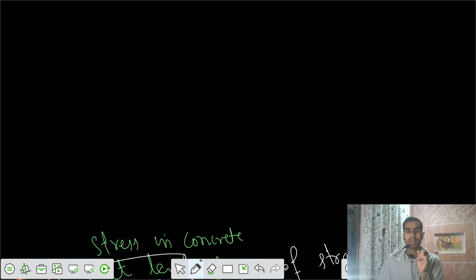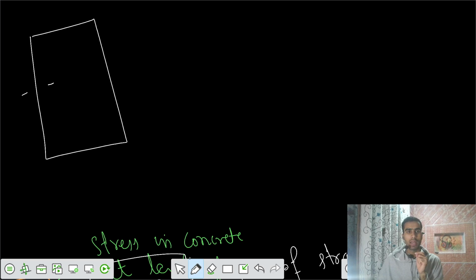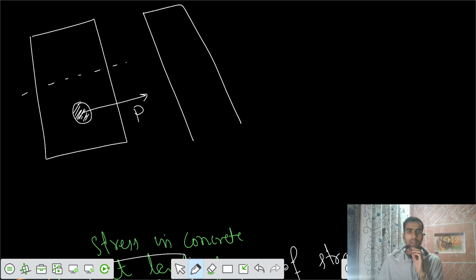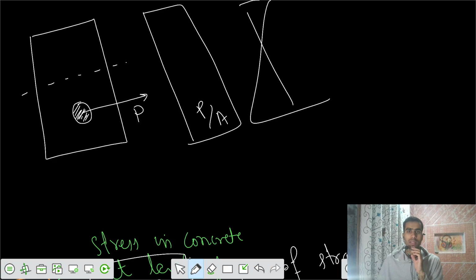Let's have that picture. This is your cross section, and the neutral axis is here, and your steel wire is somewhere here. At that location there is some force of P, and there is some stress developed, P by A. There's one more stress, PE by Z, at the maximum fiber.